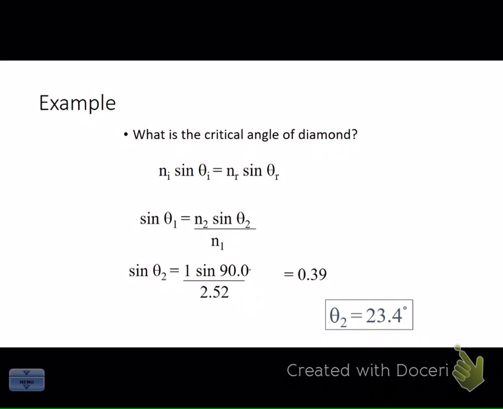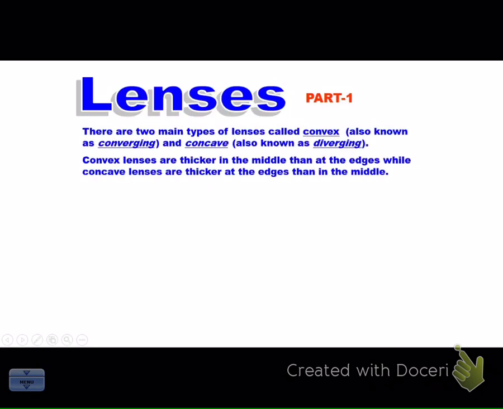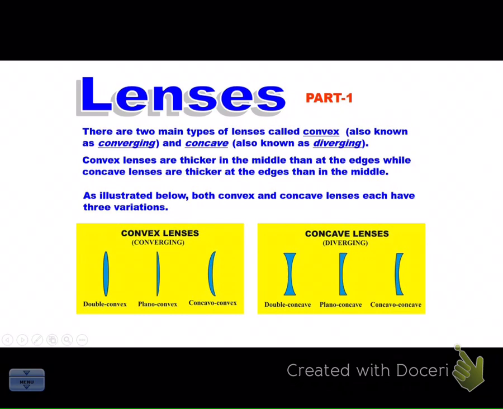So if I shine light here for diamond, 23.4 degrees is the magic angle where I get a perfectly horizontal, parallel ray of light. That's the critical angle. All right, so we're going to use this to solve some lenses in the upcoming video. So let us know if you have any questions about refraction.